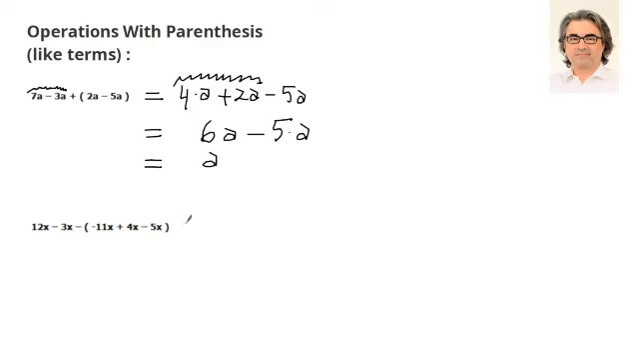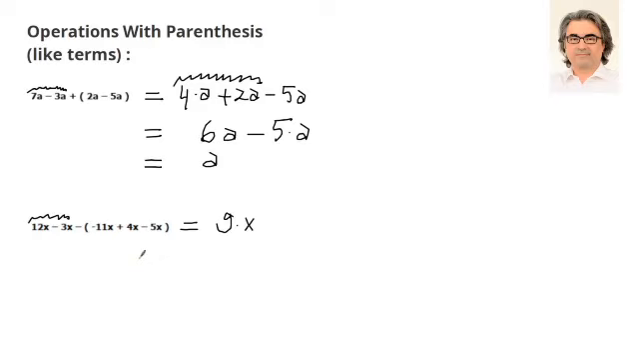Now let's continue with the next example. Start from the left side and make the first operation between these two terms. 12x minus 3x. They are like terms, so it's 9 times x. After that, I reached a parenthesis, and in front of the parenthesis, I have a minus sign.